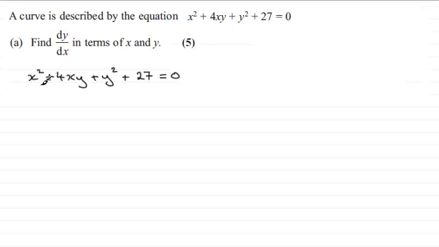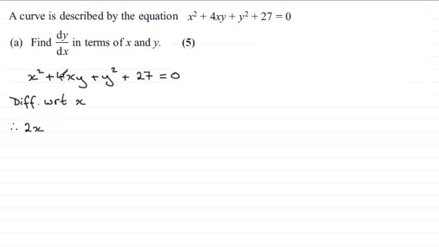So what we need to do then is differentiate this with respect to x. And I'd always encourage you to put something like that down when you're doing implicit differentiation. Don't fall into the trap of writing dy by dx equals, okay? It's not that kind of question. So differentiating x squared with respect to x is just going to be 2x.